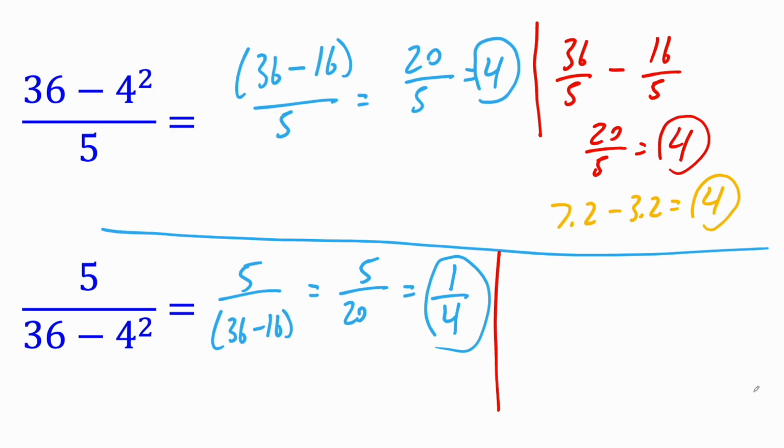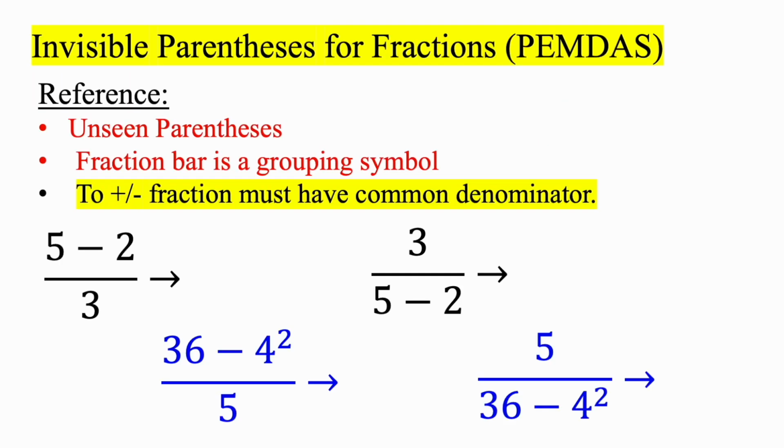Now let's solve the incorrect version. I'm going to highlight: bad, don't do this, because we don't have a common denominator. If I did this, 5 divided by 36 minus 5 divided by 16, this is bad. This is incorrect because we don't have a common denominator. And that's pretty much it with invisible parentheses.